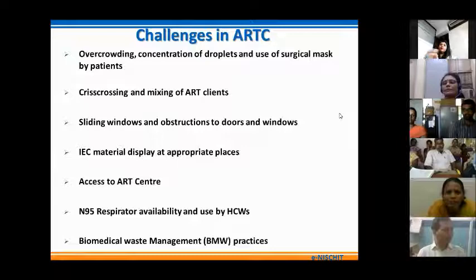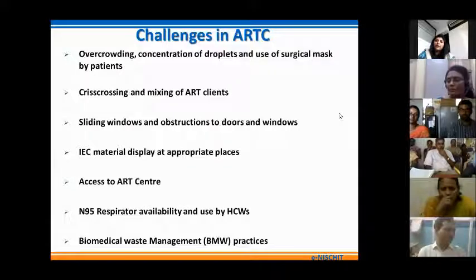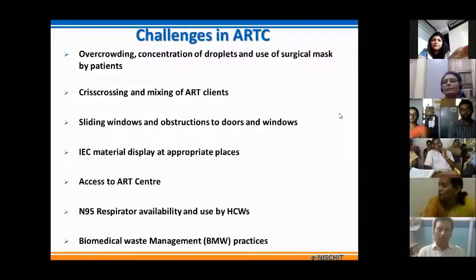So I'm going to take you through some examples which will make all the concepts clear, which we have heard right now. Certain challenges that we came across when we visited the ART centers in Maharashtra were that there was a lot of overcrowding in the waiting areas, and there was a lot of crisscrossing of patients, mixing of ART clients with the other OPD patients. Many environmental issues that we saw were like sliding windows and obstructions to these doors and windows, display of IC material. So there were various challenges which we saw when we did some assessments. So I would be taking you through some 7 examples to bring the concepts clear, which we have currently heard. Next slide, please.